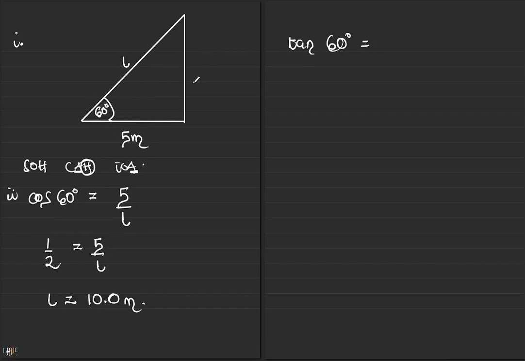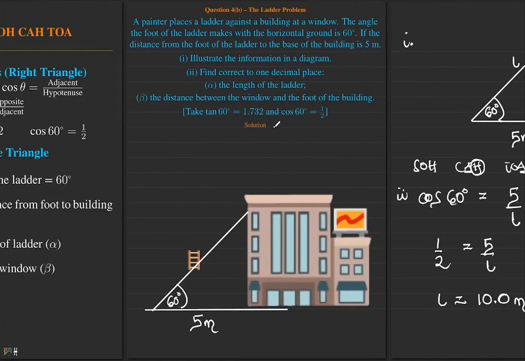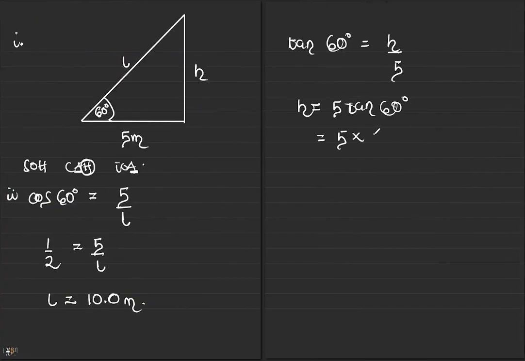So the opposite side, let's make it h for height, over the adjacent. The adjacent in this case is 5. Making h the subject, you have h is equal to 5 tan 60 degrees. And tan 60 from the question was given as 1.732. So 5 times 1.732, and evaluating that is going to give us an 8 point something.